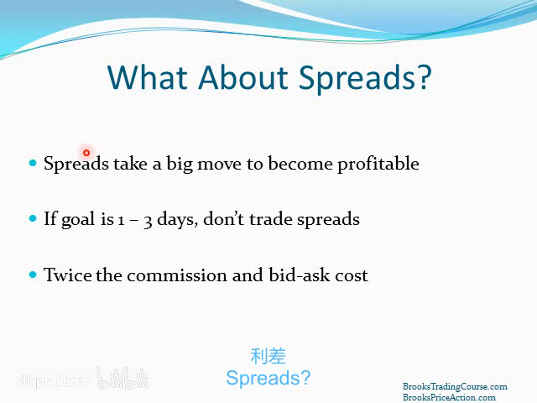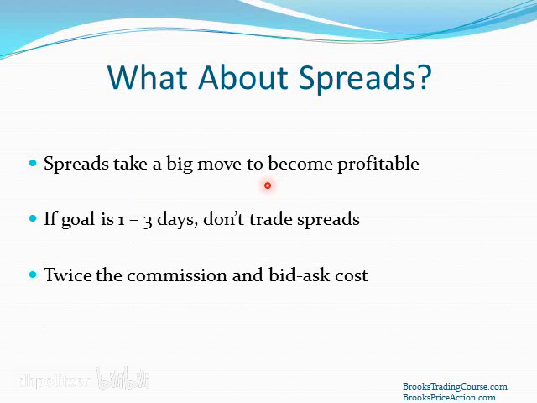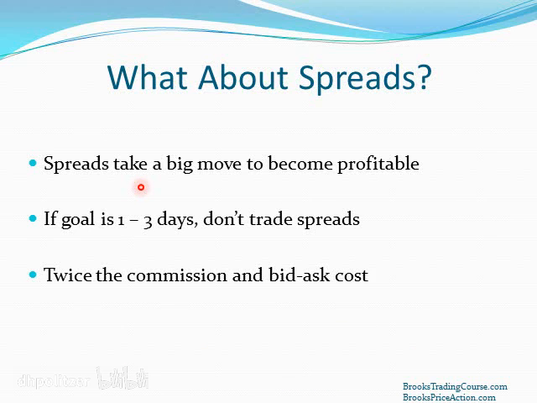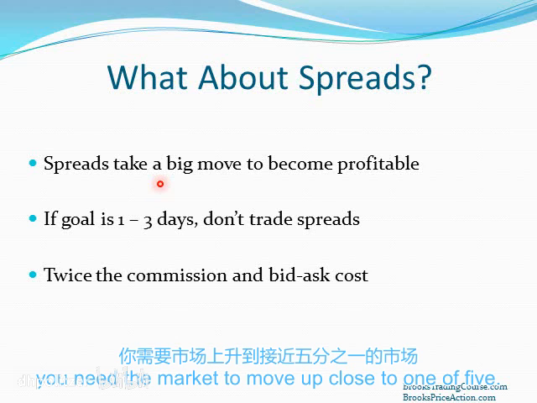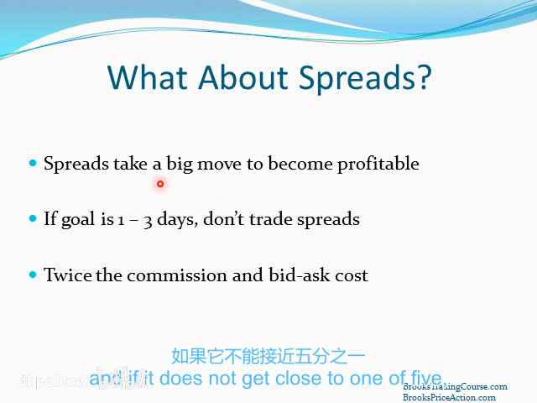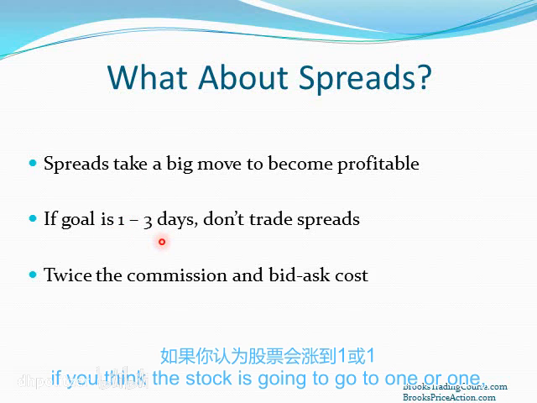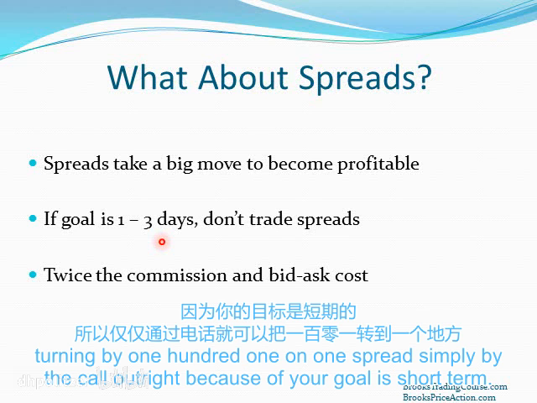And what about the spreads? Spreads take a big move to become profitable. For example, if the stock is at 100 and you buy a 100, 105 spread, right? For you to make a profit on that spread, you need the market to move up close to 105. And if it does not get close to 105, you're not going to make much profit. If your goal is to get out in 1 to 3 days, in other words, if you think the stock is going to go to 101, don't buy a spread, 100, 105 spread. Don't even buy a 100, 101 spread. Simply buy the call outright.